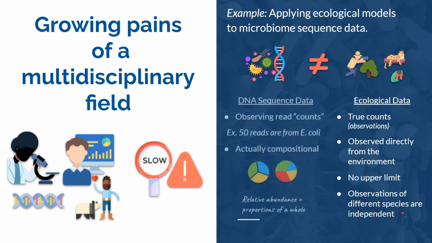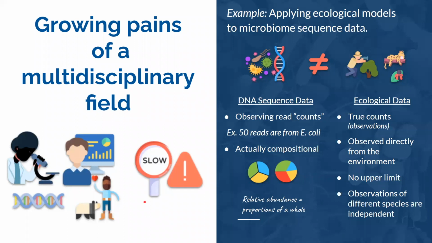On the other hand, we have to rely on sequence data to observe microorganisms from a biological sample. We can't just look at them and count them. But sequence read counts are not true counts. So even though we say 50 reads are from E. coli, the reads are actually compositional. I'm not going to get into this too much, but it's similar to a proportion or a ratio where changing or adding one component is going to affect all of the other components.